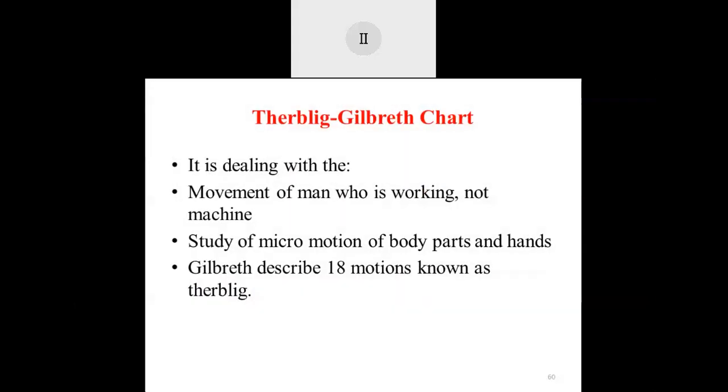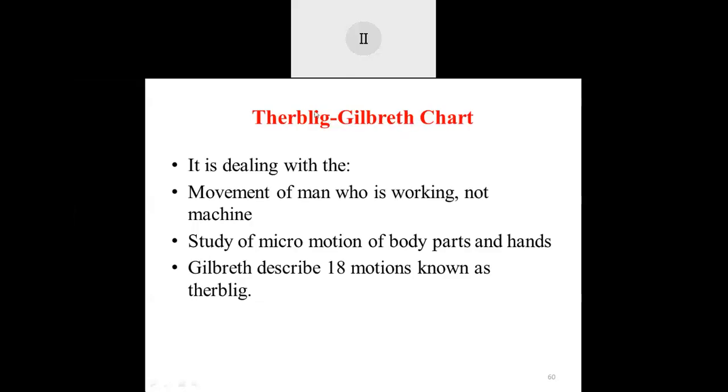Okay. Then next is another important topic for your IM, for your CE, for your TAs, also for your end semester: the Therblig chart. Actually, a Therblig chart was prepared or suggested by Gilbreth. So one interesting thing, if you check it, the scientist's name is Gilbreth.